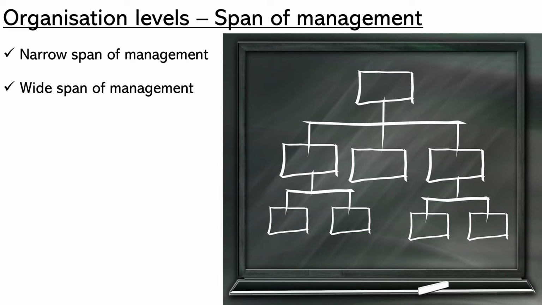Okay, now first one is narrow span of management. Narrow span of management means there will be only fewer subordinates. Okay, 1, 2, like that. You can count how many subordinates a supervisor is handling. So that is narrow span of management. Only 1 or 2 subordinates will be there, so what will happen is that he can monitor their performance more closely.